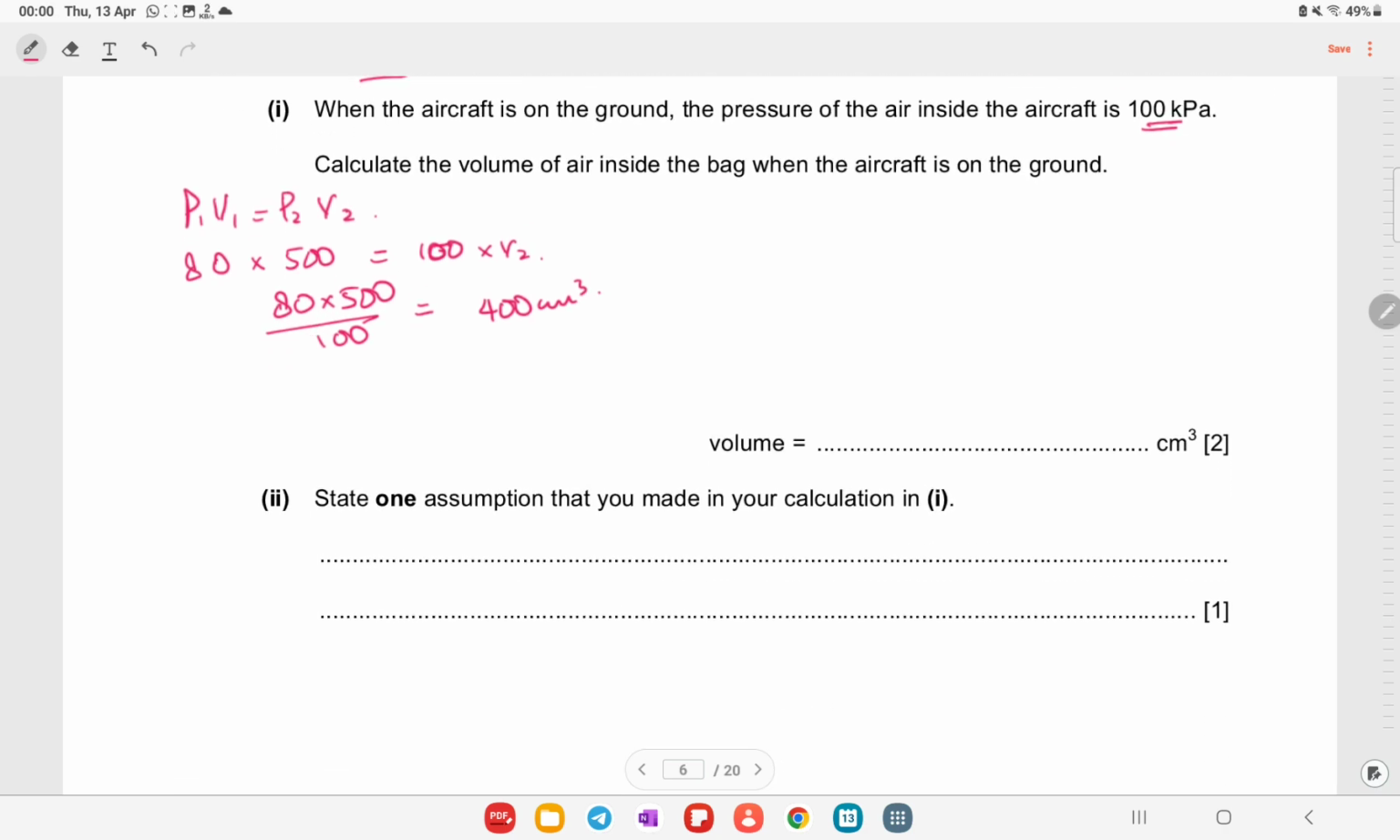State one assumption that you made in your calculation. So I made the assumption that no particles are allowed to escape, or you can say keeping the temperature constant.